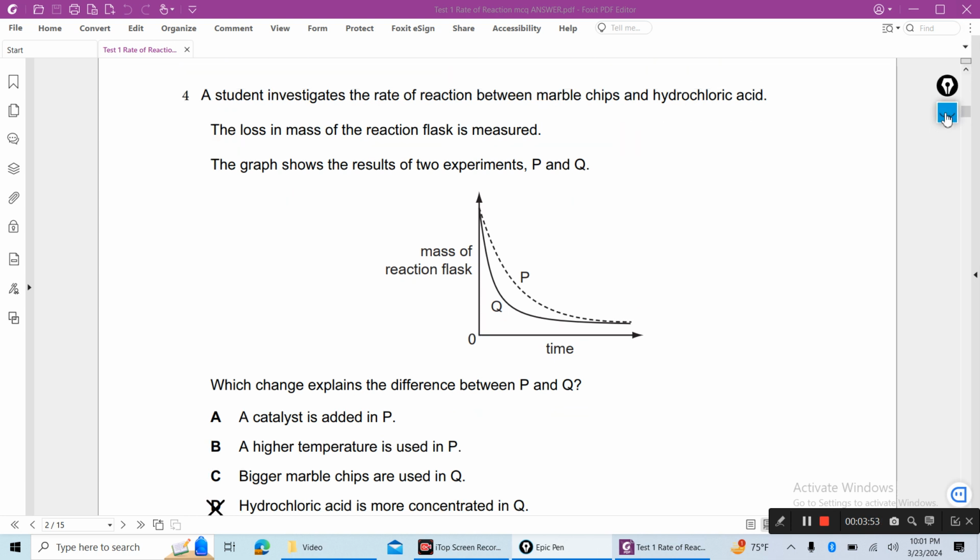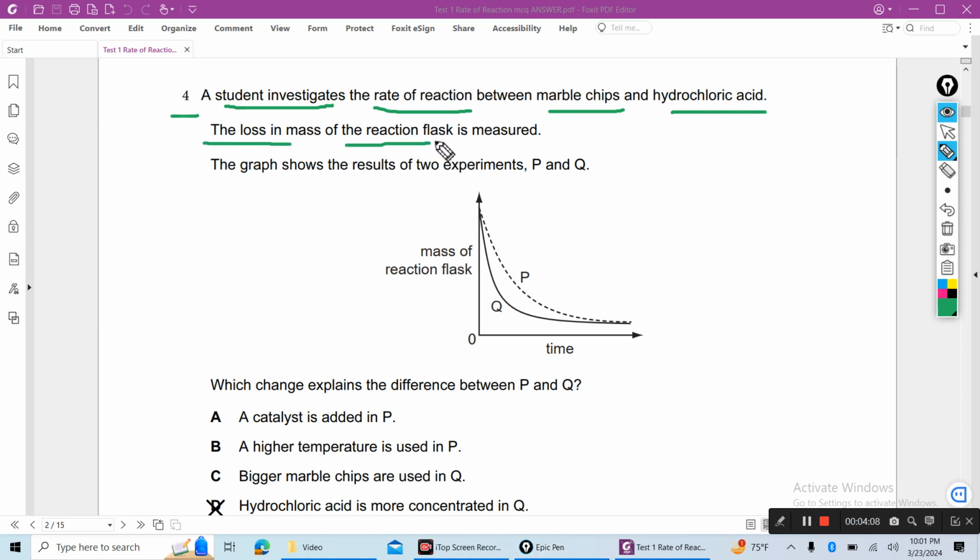Now number 4. A student investigates the rate of reaction between marble chips, meaning calcium carbonate, and hydrochloric acid. The loss of mass of the reaction flask is measured. The graph shows the results of the two experiments P and Q, and which change explains the difference between P and Q. And you see, Q decreases more quickly than P.